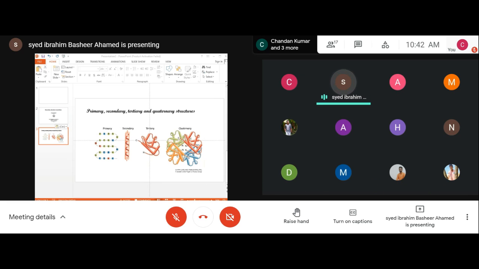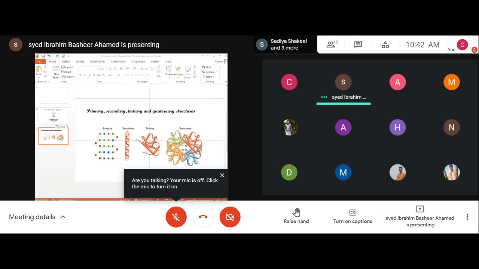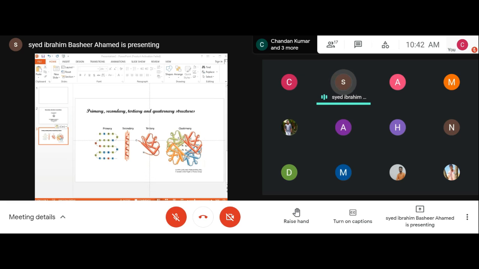And then tertiary structure. So a combination of these secondary structures will make the tertiary whole. Then several combinations of these tertiary structures make a quaternary structure of a protein.